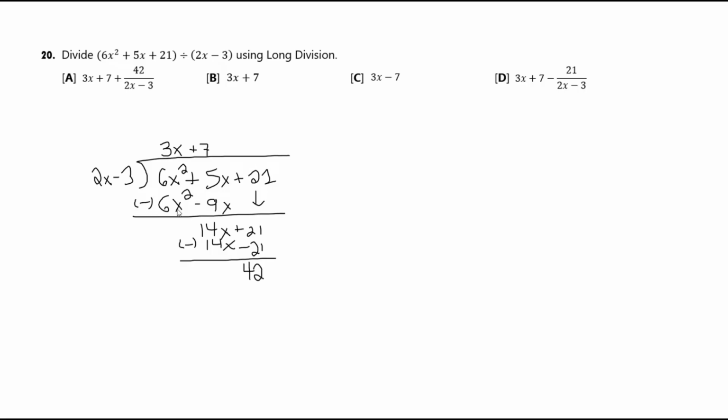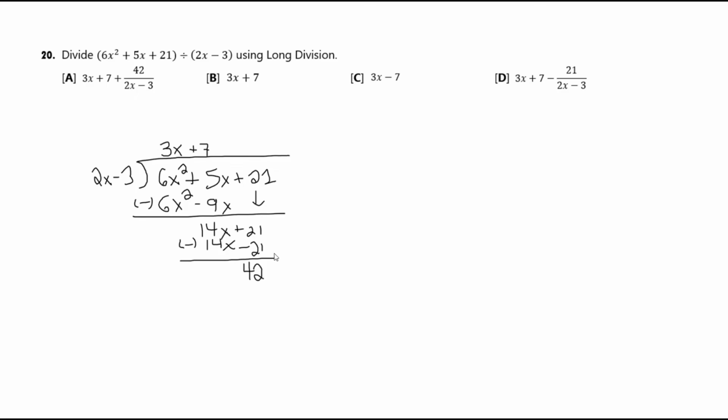You're going to go ahead and subtract those. So the 6x squareds cancel. 5 minus negative 9 is 14x. Bring down the 21. 7 times 2x is 14x, so therefore this has to be a 7. 7 times negative 3 is negative 21. Go ahead and subtract those. So the 14x cancels. 21 minus negative 21 is 42.